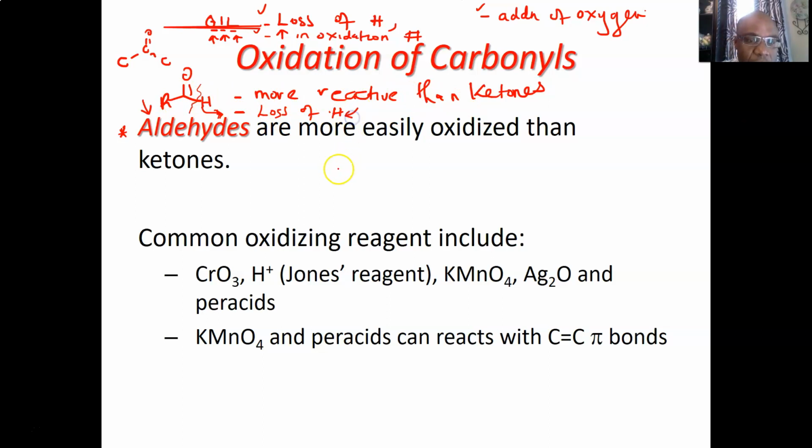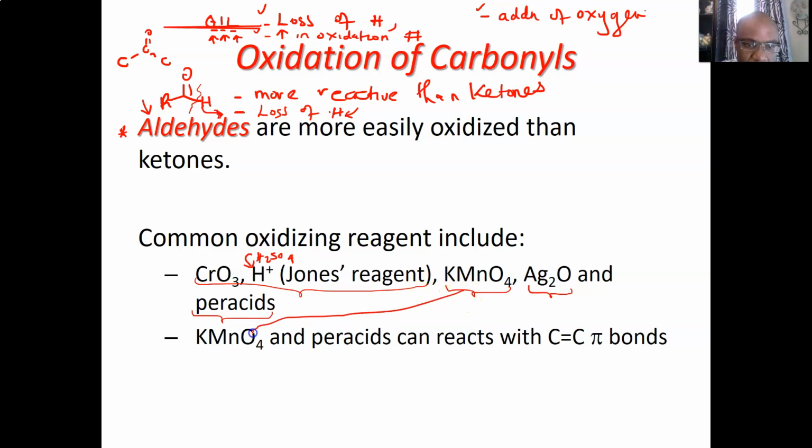So common oxidizing reagents include Jones, which we talked about when we talked about alcohols. Was it in chapter 7? Chromic oxide in the presence of an acid, in this case usually sulfuric acid, is a source of H+, the proton. Or you can use potassium permanganate. This one is messy, it's very strong. Or you can use silver oxide or peracids.